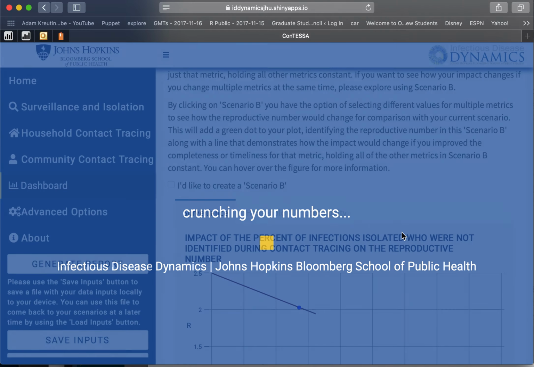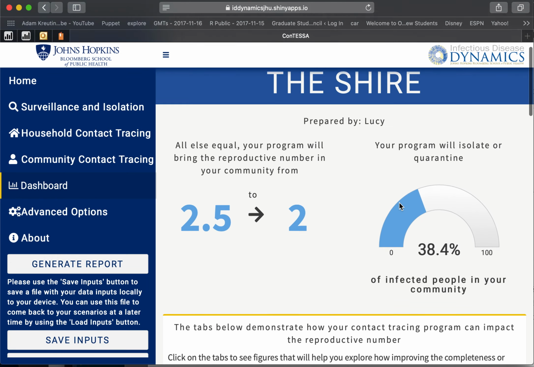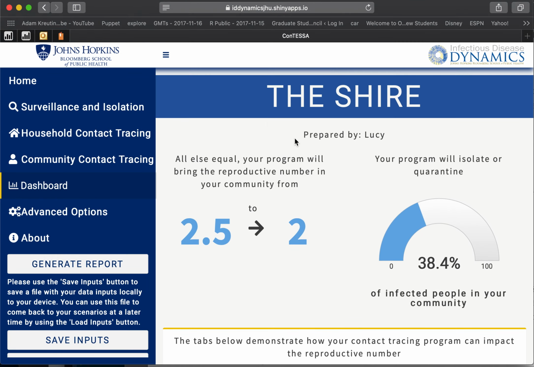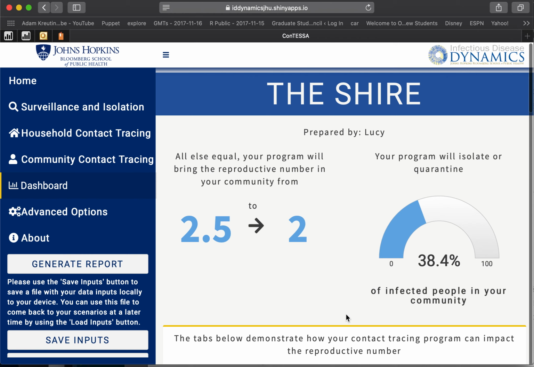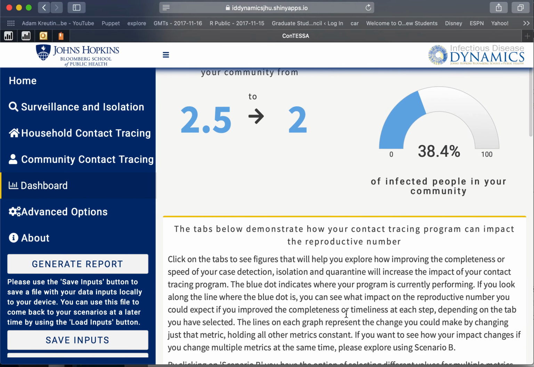Okay, so now we've entered all the data. We can go to the dashboard and see how we're doing. So in the Shire, all else equal, our test, trace, isolate program is bringing the effective reproductive number in our community from 2.5 down to 2. And we are isolating or quarantining 38.4% of infected people in our community.